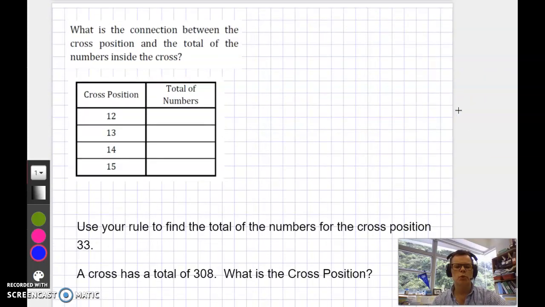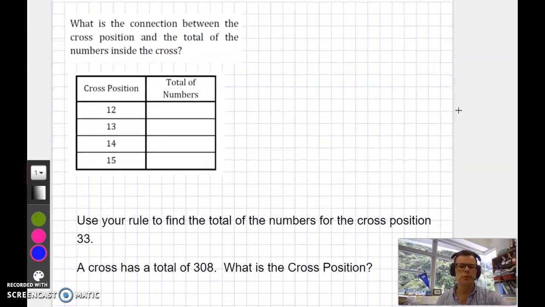Next, this is where it gets a bit more challenging. What is the connection between the cross position and the total of numbers inside the cross? So I think we've just worked that out above, haven't we? That was 110. That was 6 less. That was 6 less. And that was 6 less.